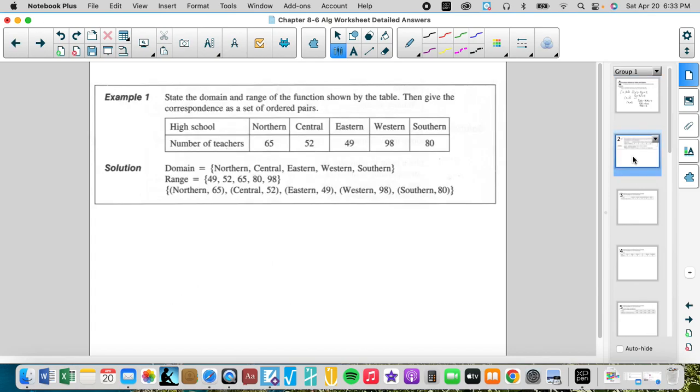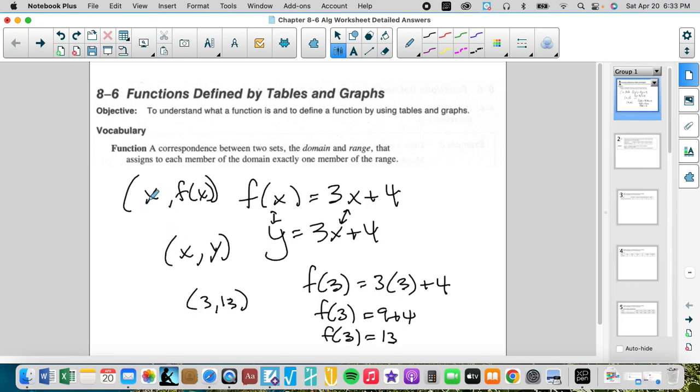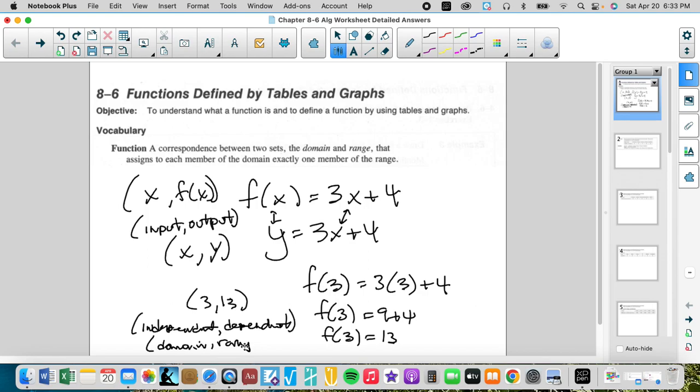Oh, and domain and range, sorry. So x is x, f of x is y. We also have input and output, independent and dependent. And then the last one is domain and range: domain goes in for the x, and range goes in for the y, or the f of x. So this is going to produce our range. This is our domain. Domain is our input.